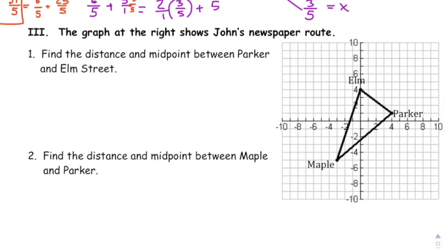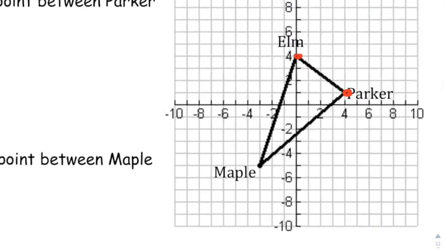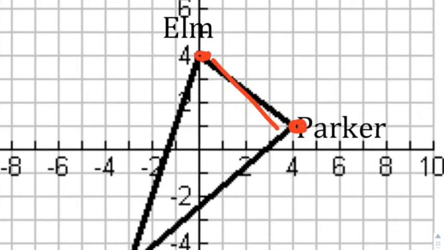Okay, last one, I guess, kind of a word problem. I mean, they give us a graph here, and I guess these are streets. The streets make a triangle. Find the distance and the midpoint between Parker and Elm. So here's Parker and then Elm Street right there. Then we're going to use the distance formula to find that distance. Now you can do two things. You can use the Pythagorean Theorem like we did on that first problem, or you can use the distance formula.